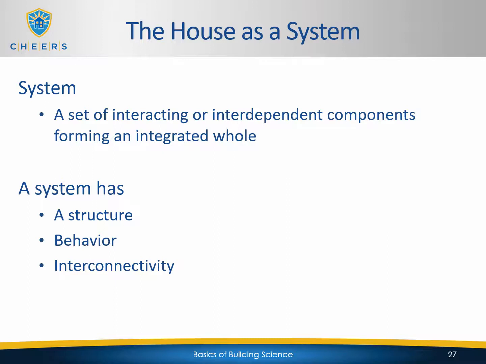So what is a system? A system is a set of interacting or interdependent components forming an integrated whole. A system has three things. So it has a structure, which contains parts or components that are directly or indirectly related to each other. It has a behavior, which contains processes that transform inputs into outputs. So in our particular scenario, for example, energy, right? And they have interconnectivity. So the parts and processes are connected by structural and/or behavioral relationships. So basically, each building component in a house interacts in some way with the other building components within that particular structure.